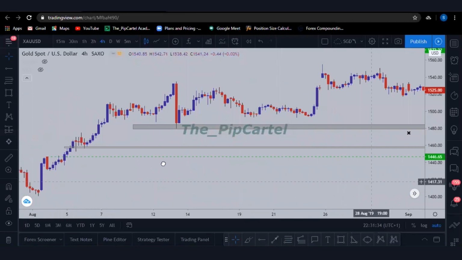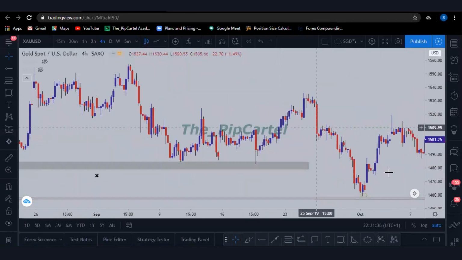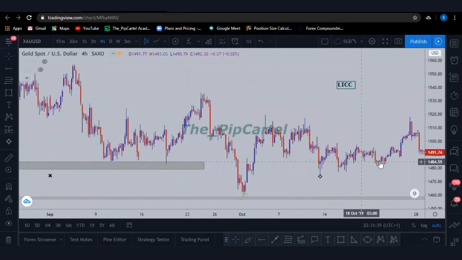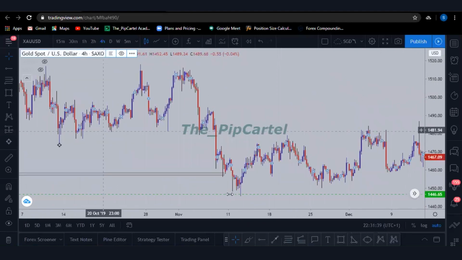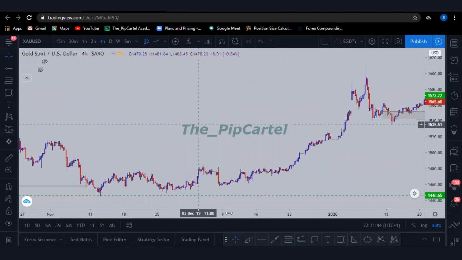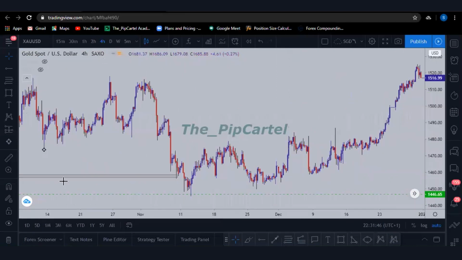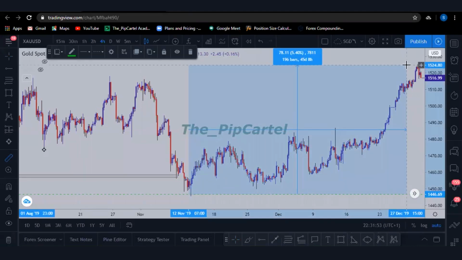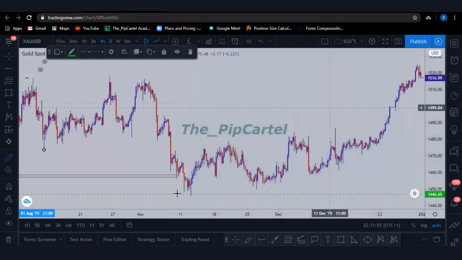Price came at the open of that candle, and that's where you want to put your entry. Price came all the way down, sniped your entry, and went all the way up. You can see this was a beautiful snipe. It just went to the heavens. It went all the way up to about 780 pips there.